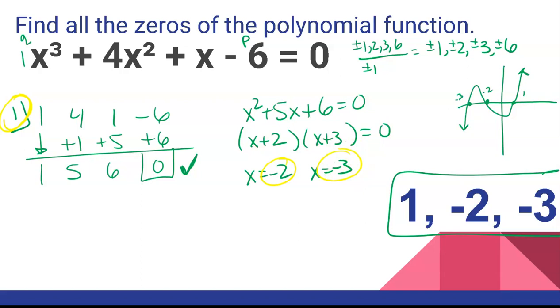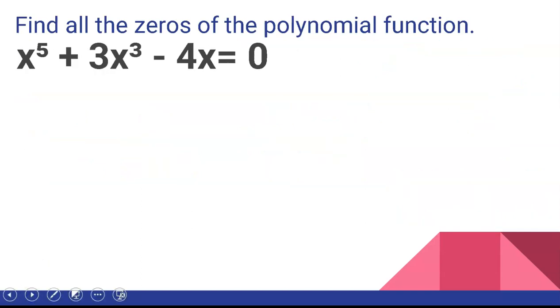Yeah, we good? That was pretty basic. I'm going to level up a little bit. Yay, I know you're excited. Yeah, it does. Yep. X to the 5th plus 3x cubed minus 4x equals 0. Okay, good times.